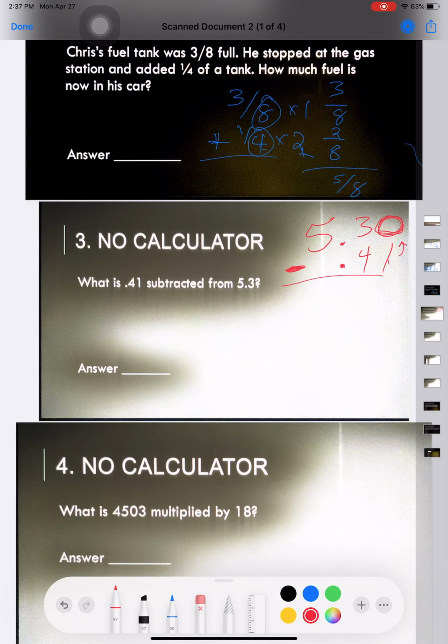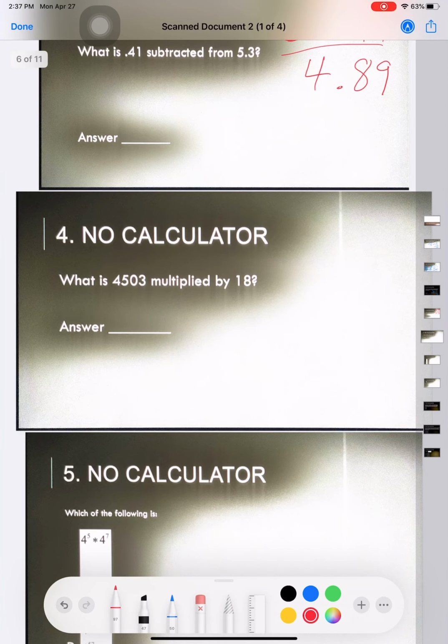So 1 from 0 you can't do, so you've got to borrow from this 3. So that makes that 3 a 2. It makes that now a 10. 10 minus 1 is 9. Now 2 minus 4, nope, not going to work. So I borrow 1 from the 5, make it a 4. And borrow next door, that becomes a 12. 12 minus 4 is 8. And then your 4 comes on down. So 4.89. Number 4, what is 4,503 multiplied by 18? Not that difficult of a problem.